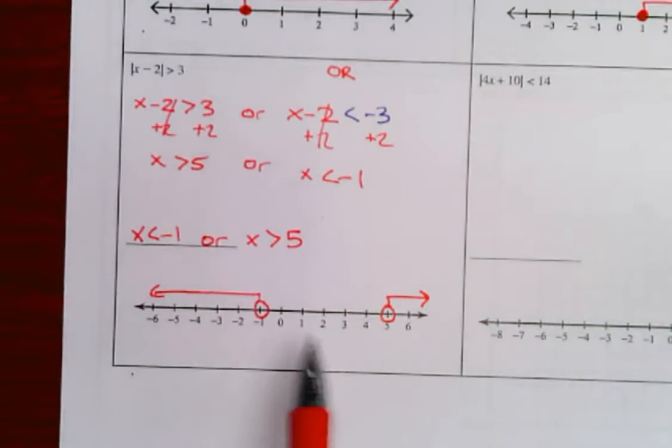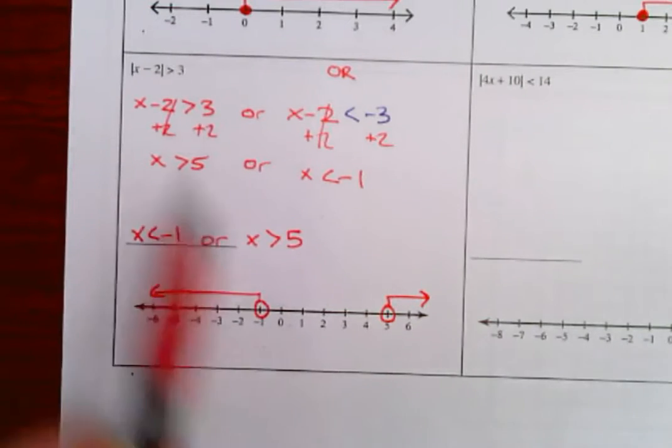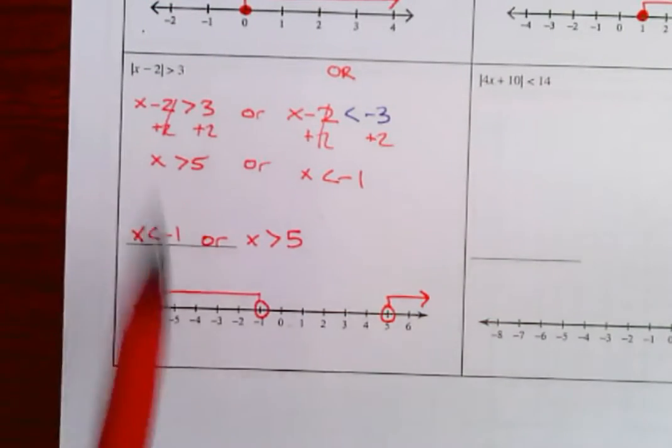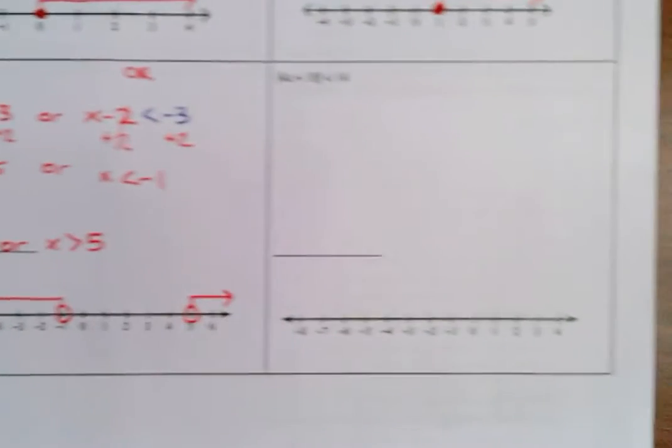Okay, and you could check a point in the middle here and see if it doesn't work, because that's what should be the case. If I pick 0, 0 minus 2 is 2. The absolute value of 2 is greater than 3? No. Okay, any of these numbers will not be greater than 3 once you plug it in. Okay, and these numbers will work, satisfy the inequality.